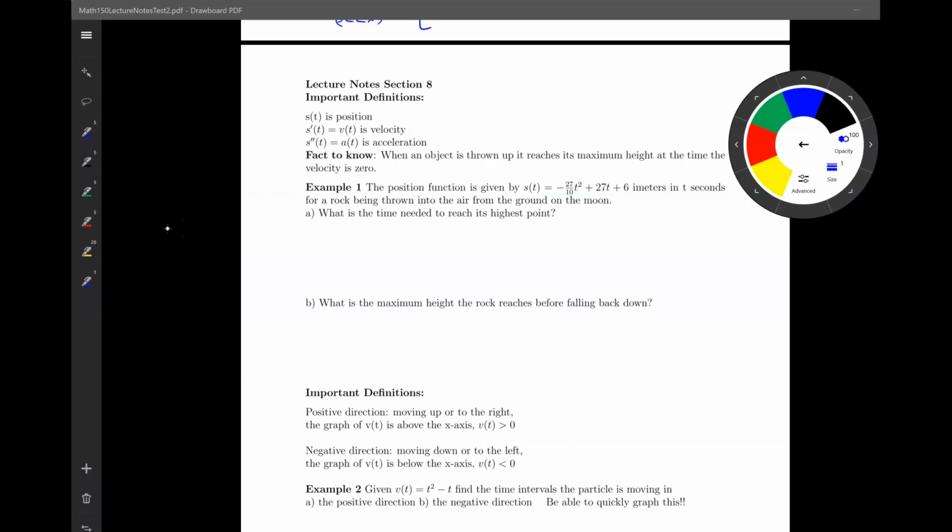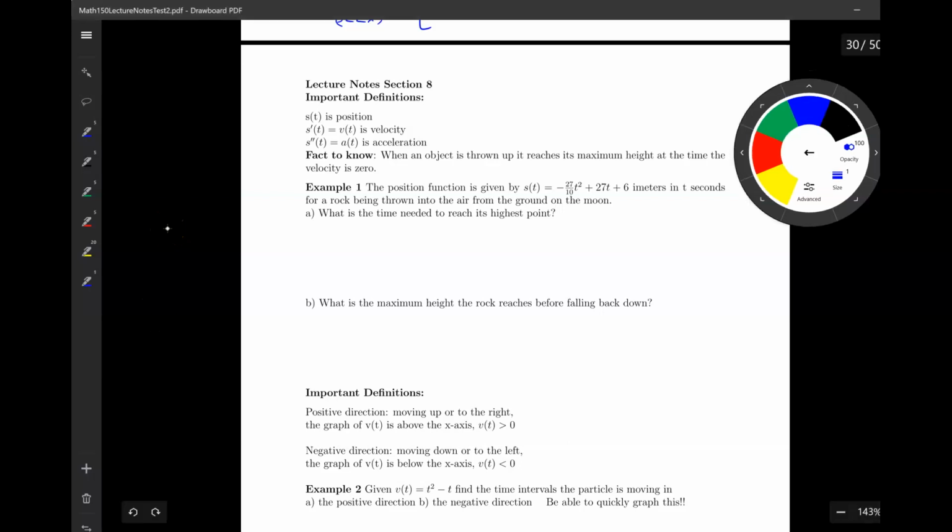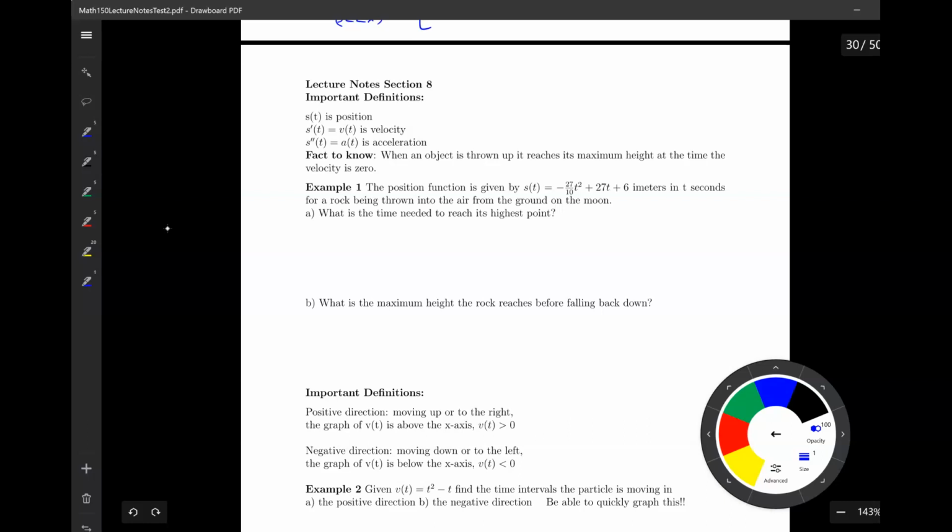Okay, so let's begin some application problems. So we know the relationship between position, velocity, and acceleration. And the fact I want you to know is that when an object is thrown up, it reaches its maximum height when the velocity is equal to 0.